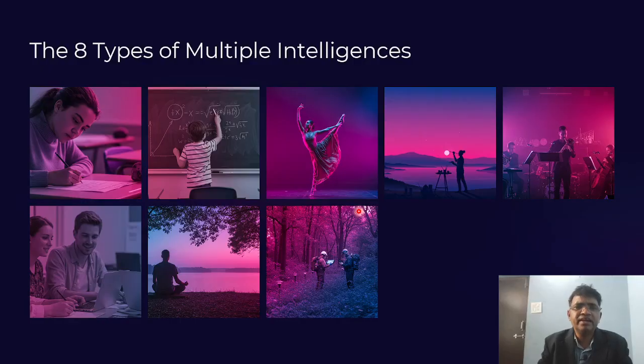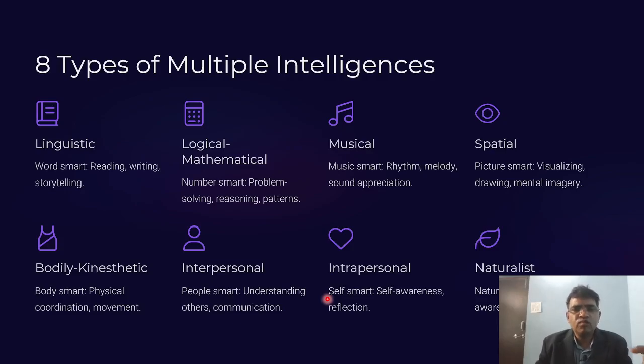Here are eight types of multiple intelligences. Somebody writing, somebody explaining, somebody dancing, somebody painting, somebody singing or playing music, somebody doing some work, somebody doing yoga, and they are researching in the campus, like eight types of multiple intelligences. Please remember, if you want you can take a screenshot. Linguistic, logical-mathematical, musical, spatial, bodily-kinesthetic, interpersonal, intrapersonal, naturalistic. So there are eight types of multiple intelligences.